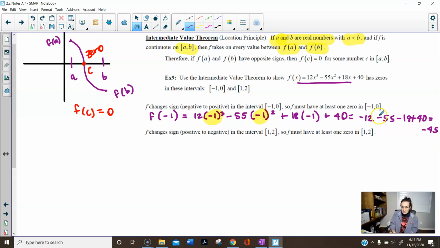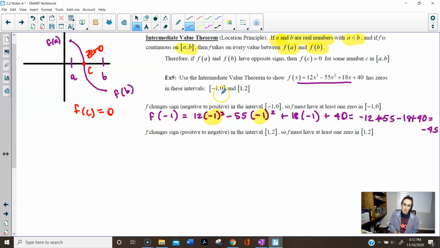And then -1 times 18 is going to be -18, and then plus 40. And then when you combine all these together, you're going to get -45. So that answer came out negative.